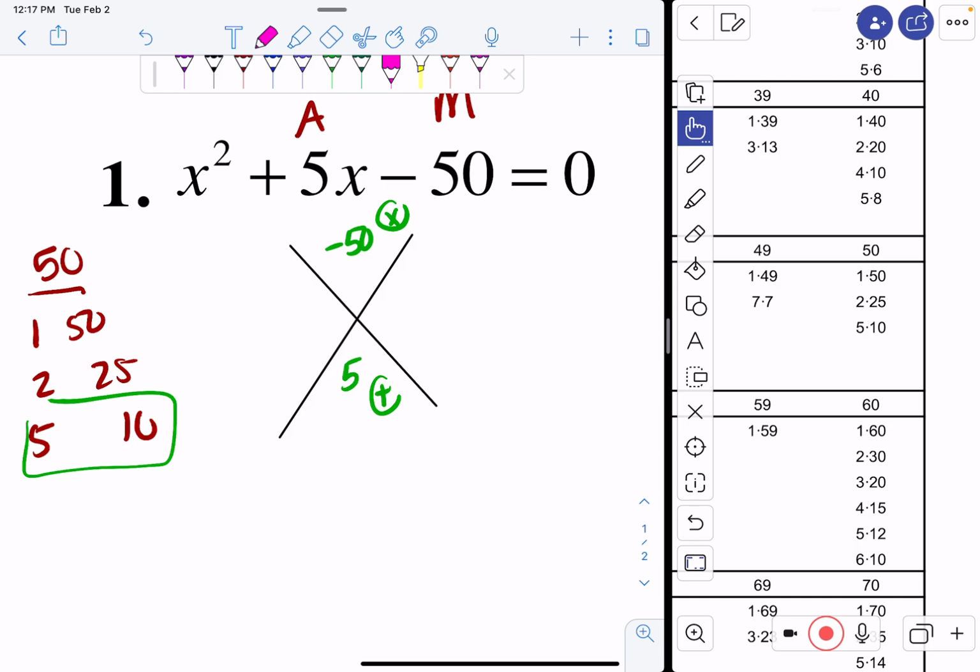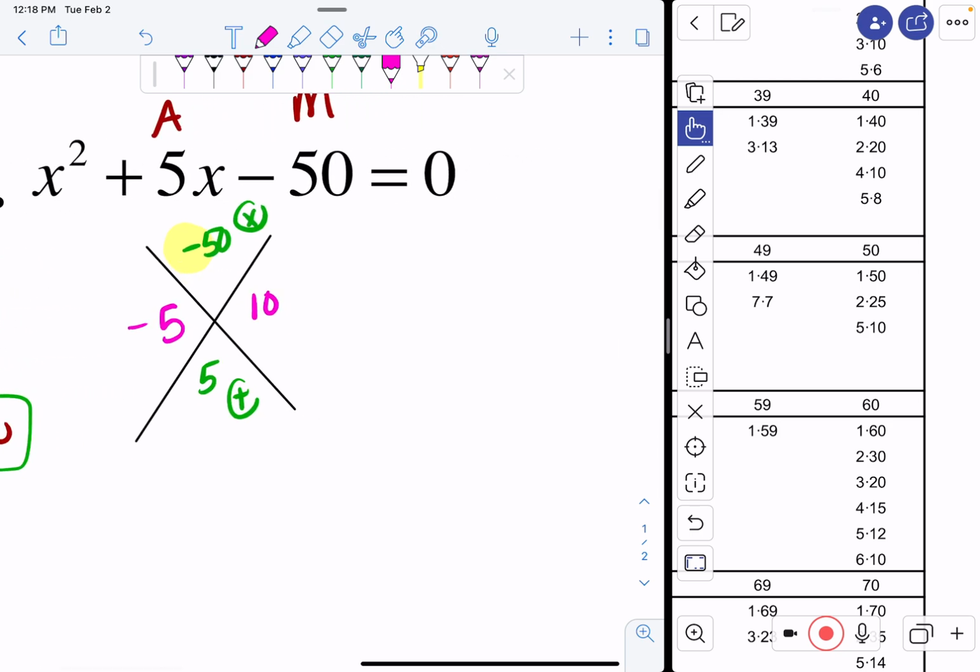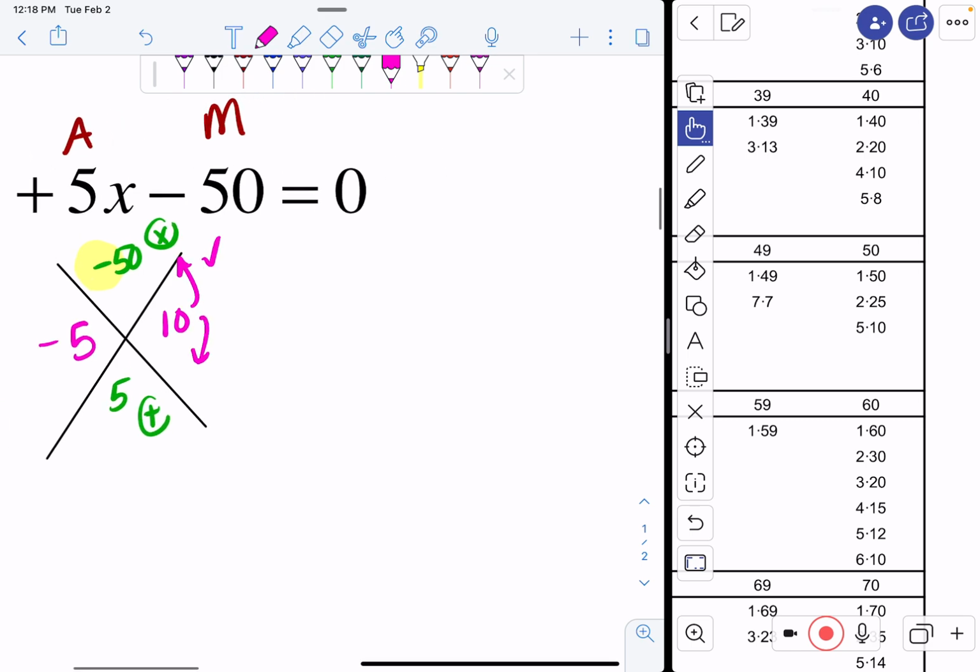So let's play around with our 5 and our 10. I know 5 times 10 is 50, but if you look, you want a negative 50. So what we're going to do is make one of these numbers negative. I'm going to make my 10 negative. 5 times negative 10 is negative 50, but 5 plus negative 10 is not a positive 5, it's a negative 5. And if you look, you want a positive 5. So that doesn't work, so I'm going to make my 5 negative. So negative 5 times 10 is negative 50. Negative 5 plus 10 is 5. It works. So my factors are x minus 5 and x plus 10.